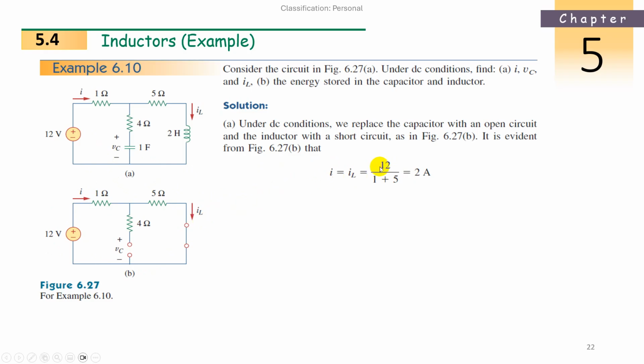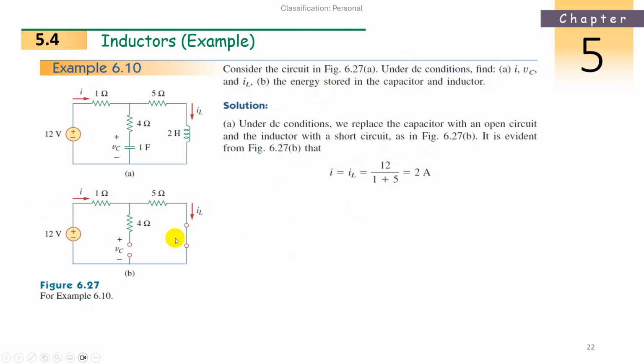IL is equal to 12 divided by 6, and 2 amperes it is. So that is the I we got, as per the question. We need IL, we got IL, that is nothing but 2 amperes. Next we need VC and I. Total current also we need. Total current also we got, that is 2 amperes. Two answers we got, I and IL. So we need VC and energy stored.